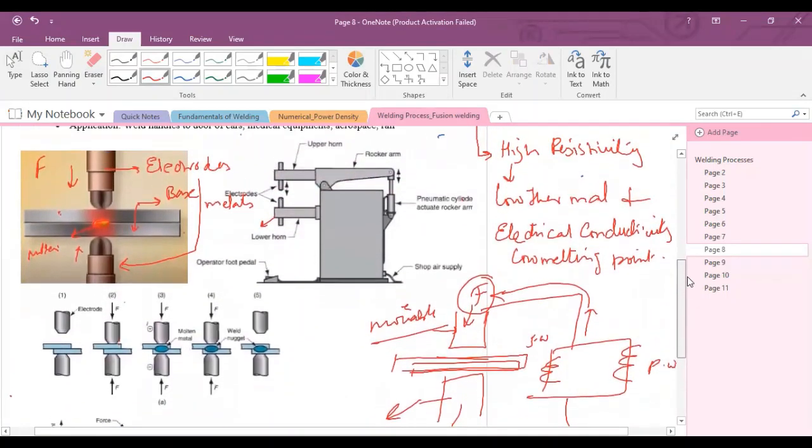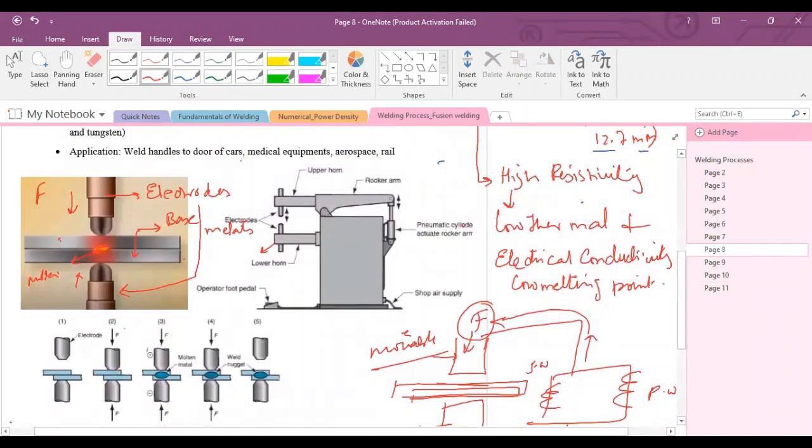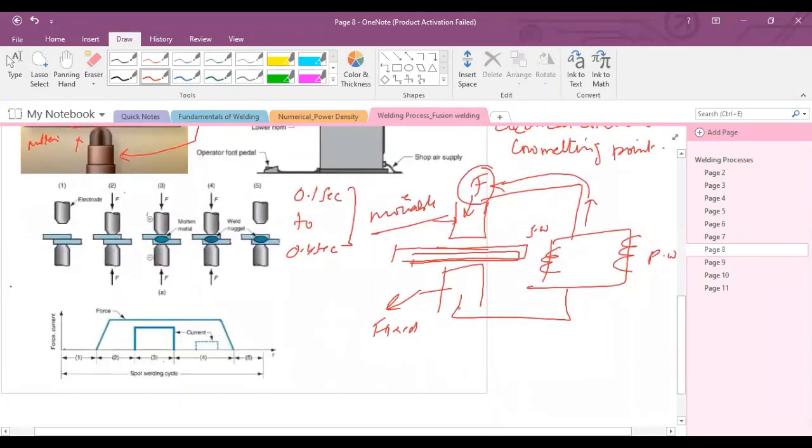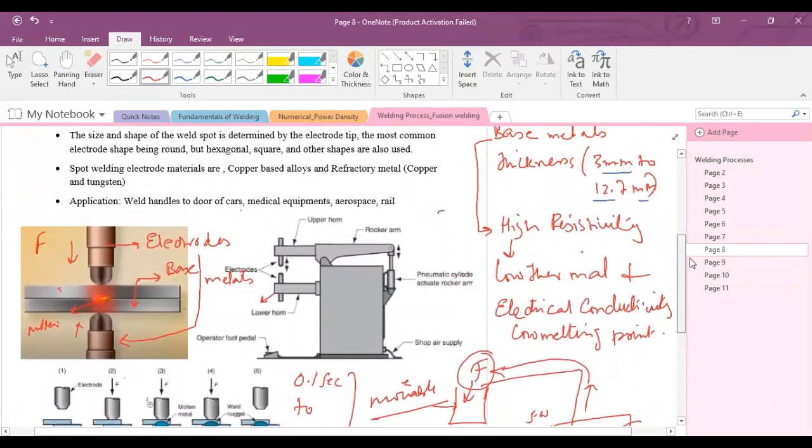Normally, the current duration during resistance welding is from 0.1 second to 0.4 seconds. This is very little time. And the solidification time, or the time when the force is applied and holds the base metal, is from 1 second to 4 seconds.